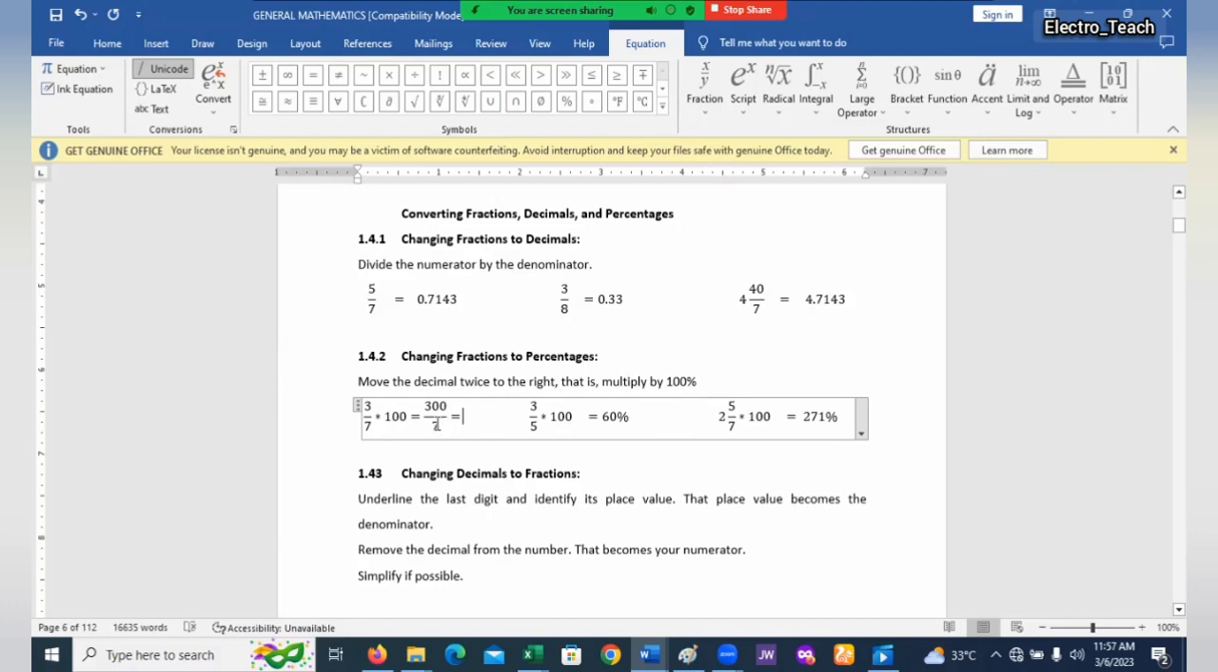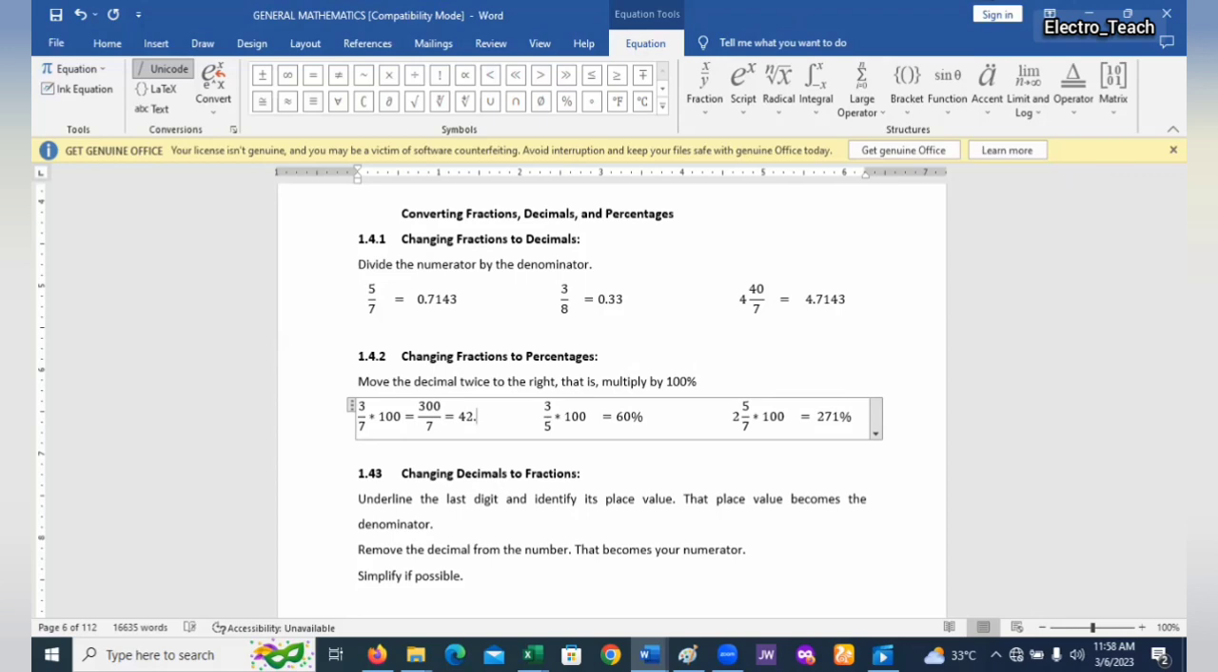Now, 7 out of 300, you start from 3, you cannot get 7. From 30, you can get 4. From 30, we can get 4. And then from 30, that will be 28. So the remainder will be 2. In 20, from 20, you can get 2 times 2. Then that will be 14. The remainder will be 6.